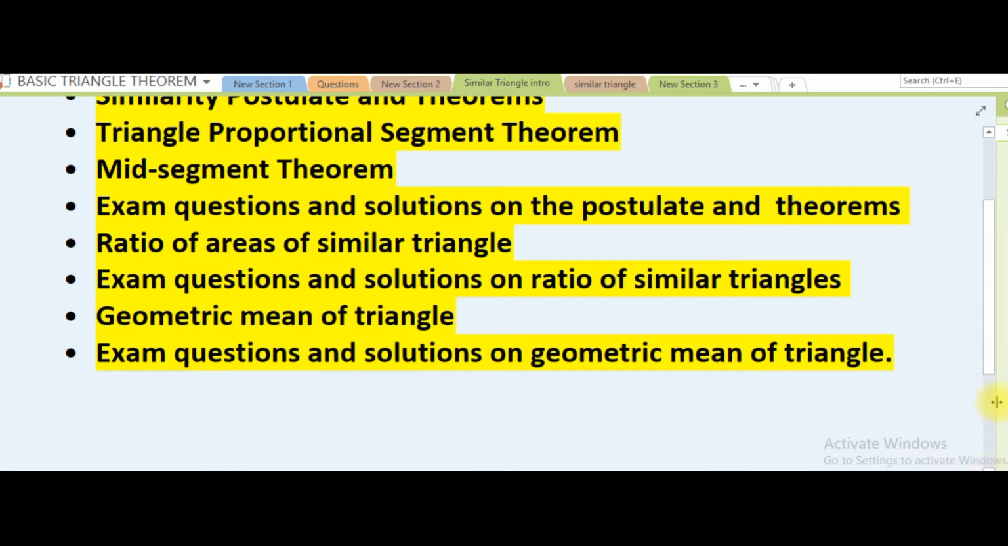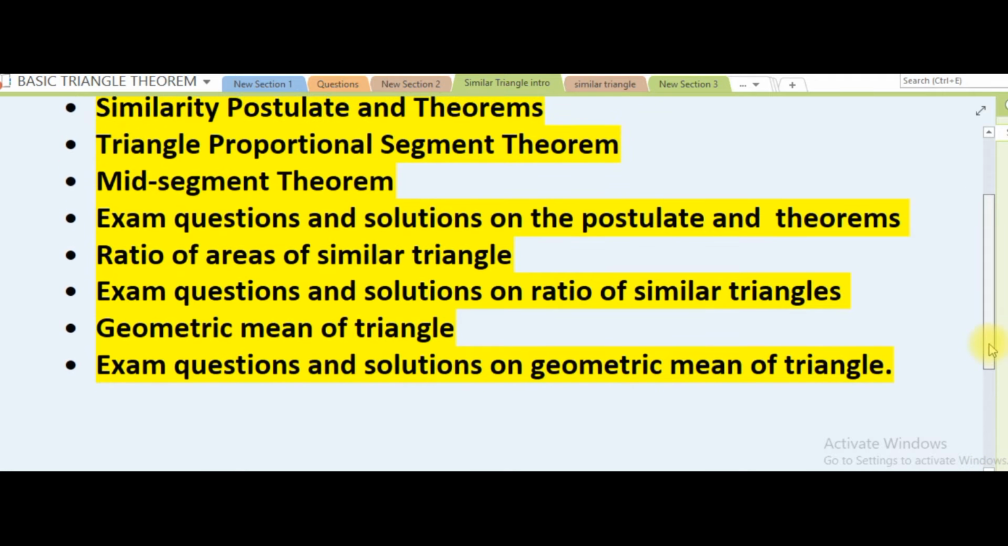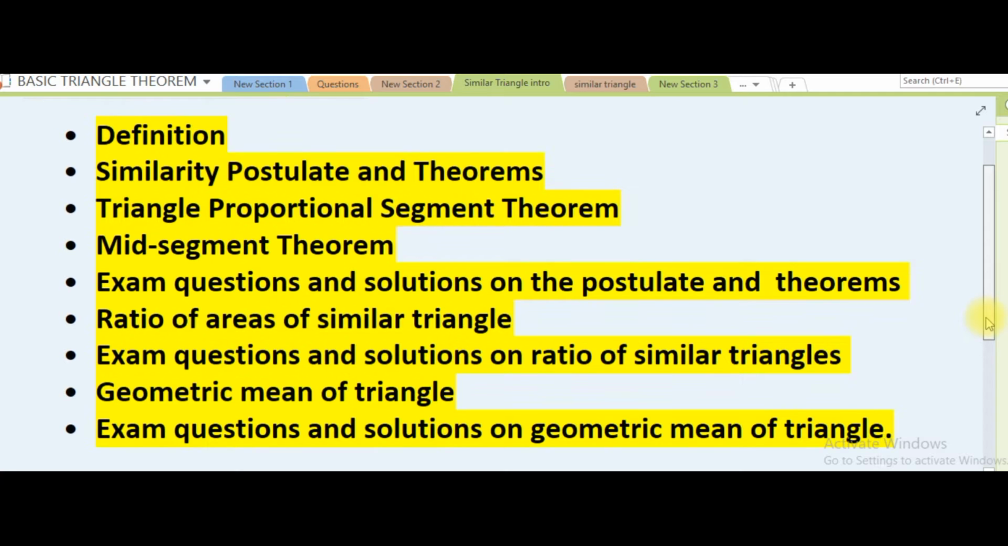This topic is very wide, so it will take at least five or six videos to cover. I advise you to follow it sequentially this way, so that you get everything on the topic. So we start with the definition.